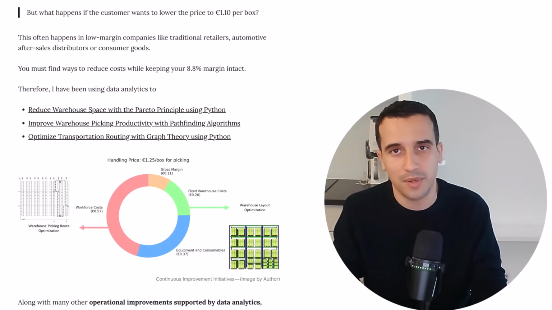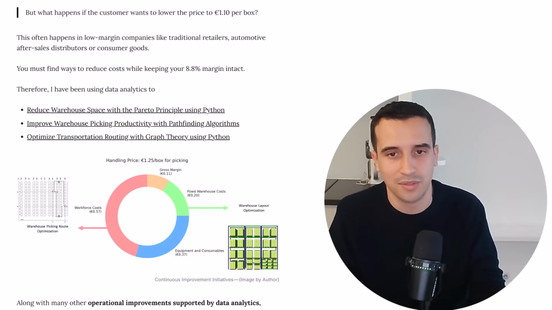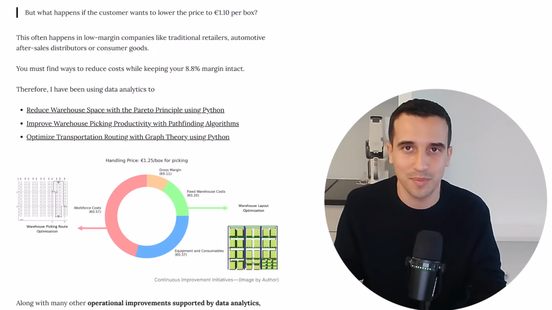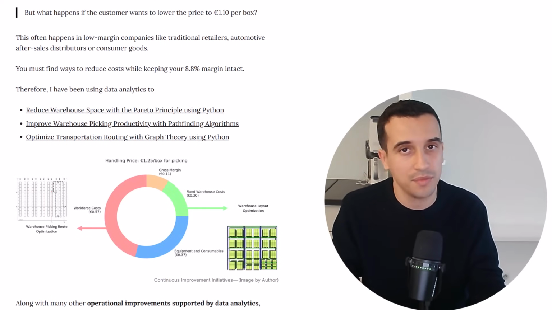You cannot touch the margin because the margin is already very low. You have pressure from the head office. So your job is to make sure that the margin doesn't change, at least in percentage. Then what you have to do is basically reduce the other items in the cost.